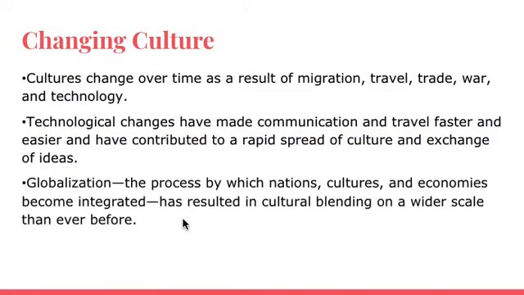Globalization is the process by which nations, cultures, and economies become integrated, and this has resulted in cultural blending on a wider scale than ever before. For example, if our economies are integrated, something that we're selling here in the United States is bought somewhere else. Or if you've ever purchased something that says made in China, our economies are integrated. It's the process by which nations and cultures are integrated.